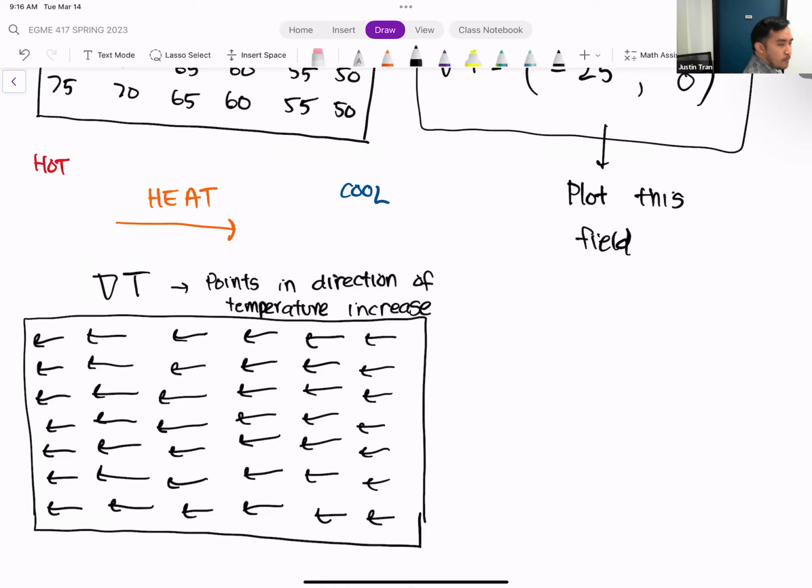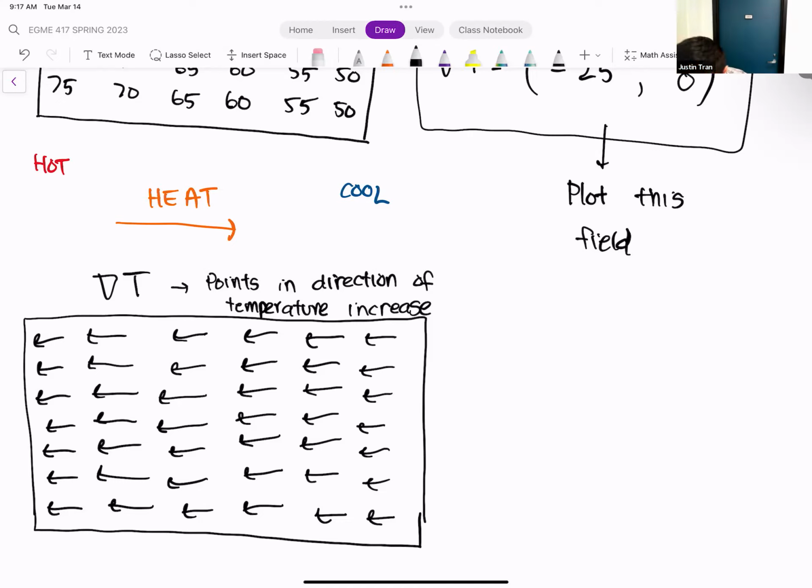So we can make use of this information. We can make use of this gradient, and we can make use of the fact that we know heat is going to go from hot to cold. So heat is actually going to go in the opposite direction of this. While the gradient points in the direction of temperature increase, the heat is actually going to go in the direction of temperature decrease.